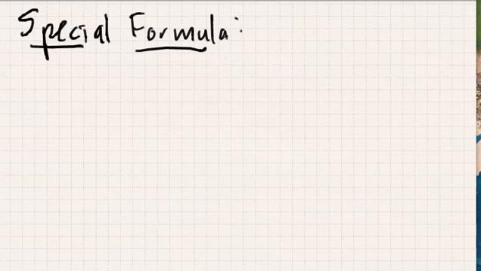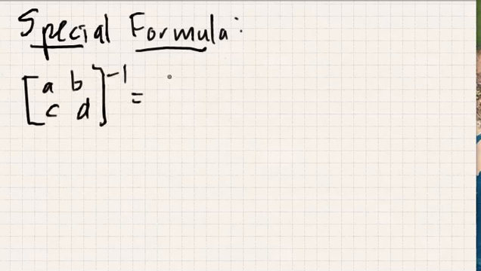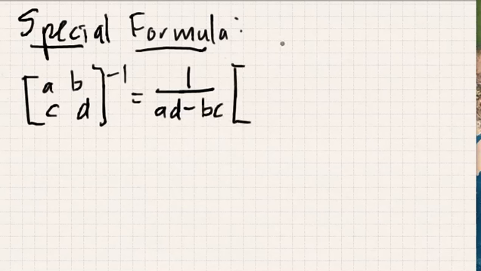And it goes like this. The inverse to the matrix A, B, C, D is equal to the following. First, I take the scalar 1 over AD minus BC, and I multiply that by the matrix D, negative B, negative C, A.